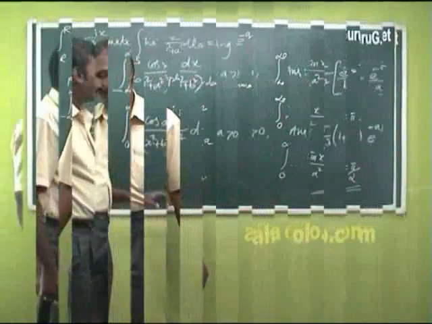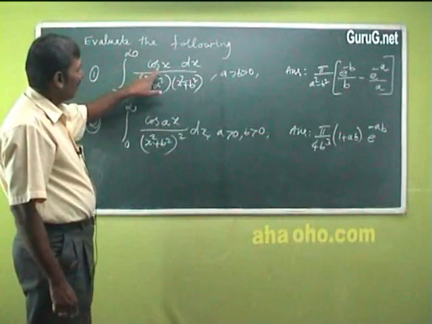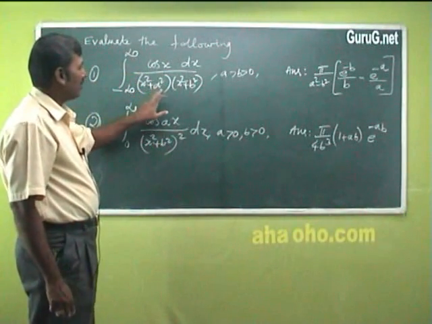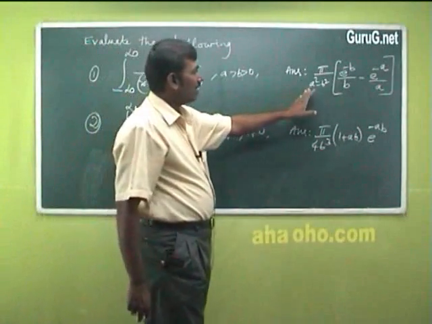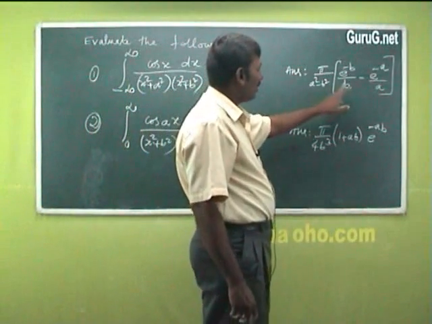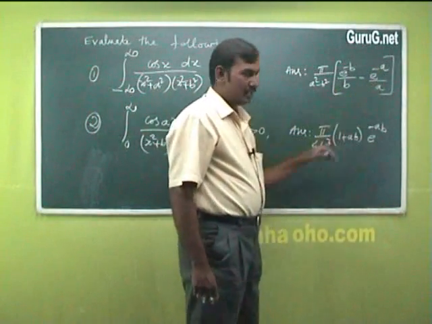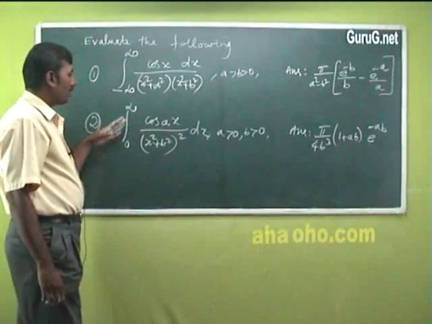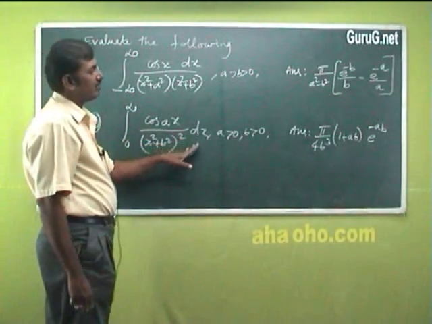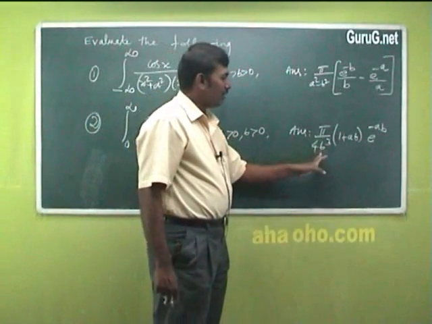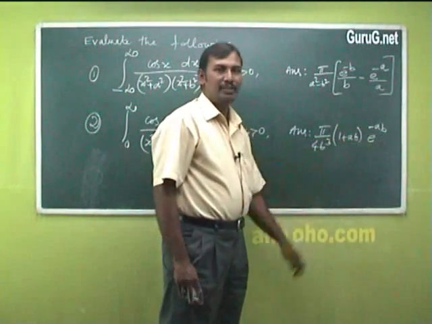Right? Try this problem. Evaluate the following: integral from minus infinity to infinity of cos x dx by x square plus a square into x square plus b square. You can verify this answer: pi by a square minus b squared, e power minus b by b minus e power minus a by a. The second problem, integral 0 to infinity cos ax by x square plus b square the whole square into dx. You can verify this: pi by 4 b cube into 1 plus ab e power minus ab. Right?